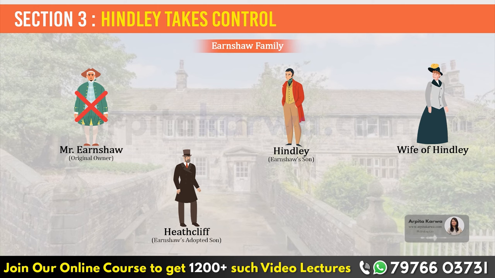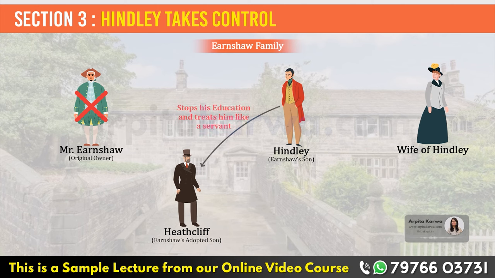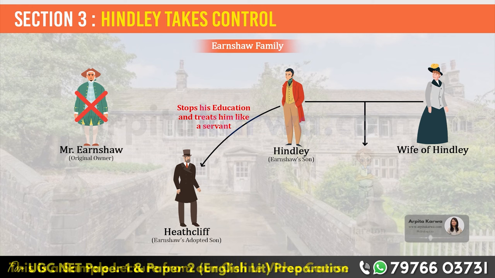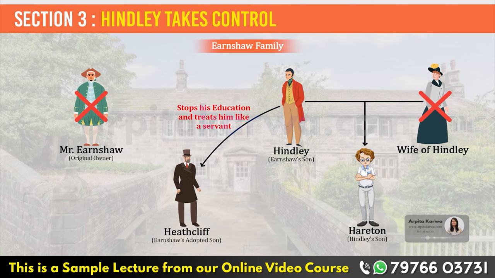So since Hindley had powers because his father was dead and he had all the control, what he did was he stopped the education of Heathcliff and started treating him like a servant. After a while, Hindley's wife gave birth to a boy. However, Hindley's wife died during childbirth. So Hindley named the boy Harriton. He will have a role later, but for now we can keep the character away. Just remember that Harriton is Hindley's son.